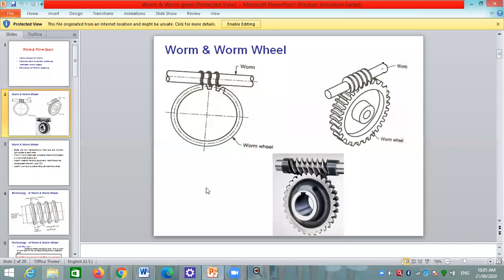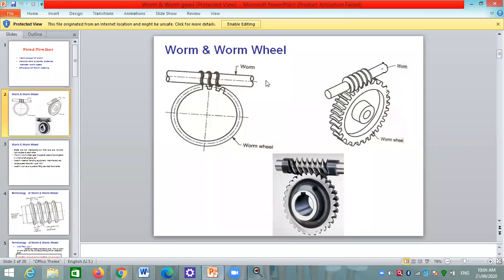Then what are the advantages of the worm and wormwheel? These are compact in nature if we compare them with the spiral gear, or if we compare them with the helical or bevel gear. Another advantage of this worm and wormwheel is that it is used for a high reduction ratio. If we want to reduce the speed, then the reduction ratio is high in a worm and wormwheel. It has self-locking and non-reversible properties.